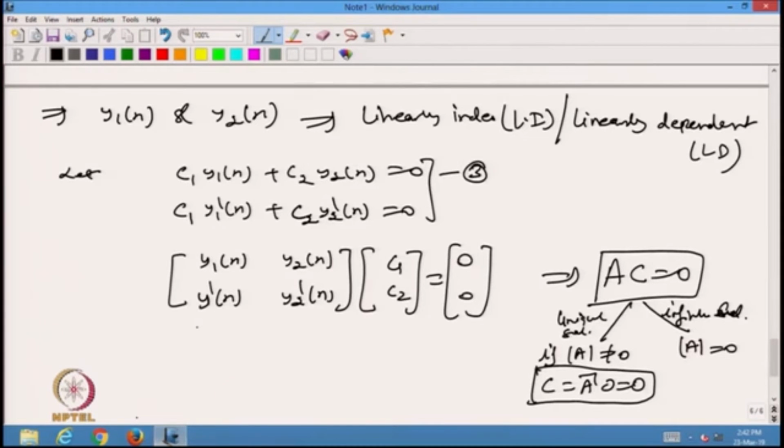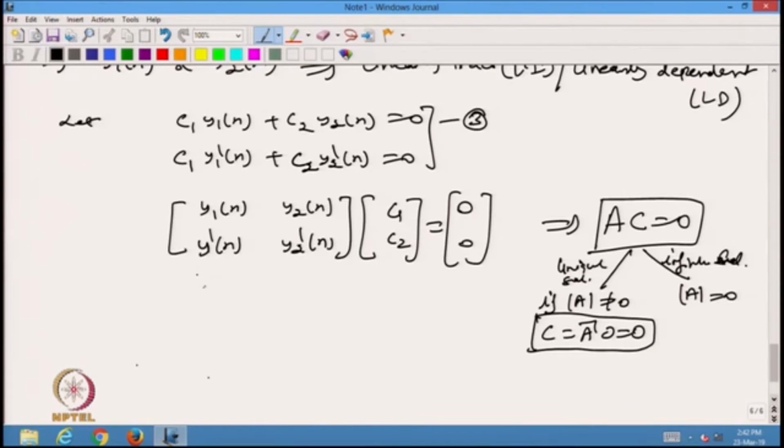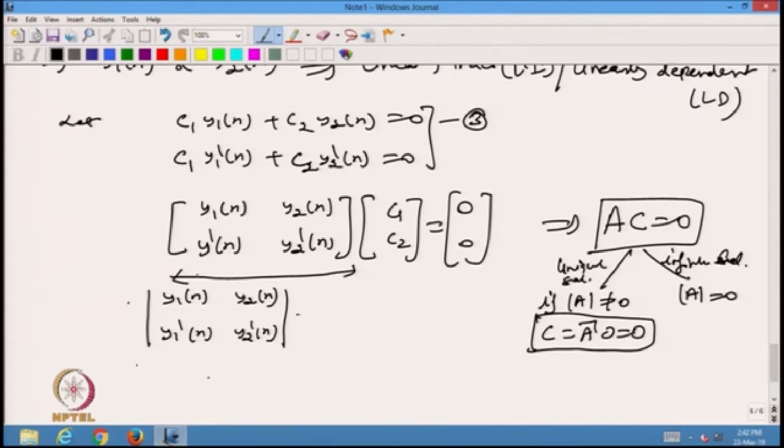Now, to solve this one, this is my matrix. I want to check this matrix, so I take it and want to find its determinant, with the rows y1, y2 and y1'(x), y2'(x), and take the determinant. So the determinant will be y1 y2' minus y2 y1'. So, this is the determinant.